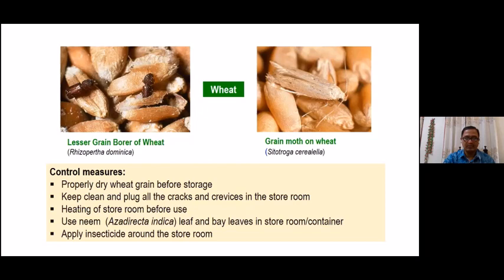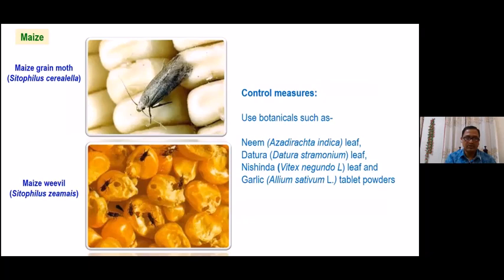Then another crop is maize. It is an important crop, which is also infected by maize grain moth as well as weevil. These two pests can be controlled by the application of some botanicals, such as neem and garlic tablets. These sorts of things can be used to eliminate insects from the maize.